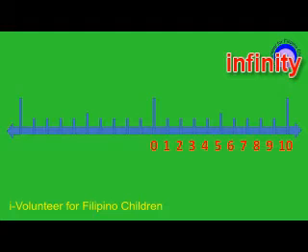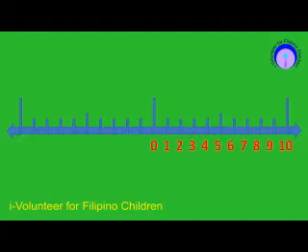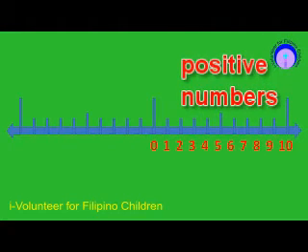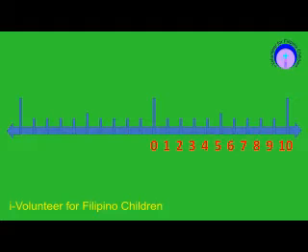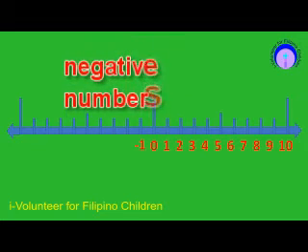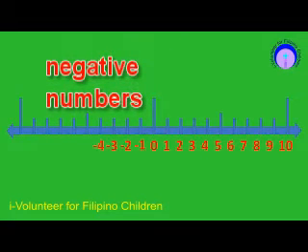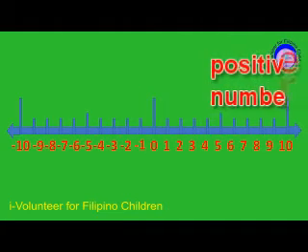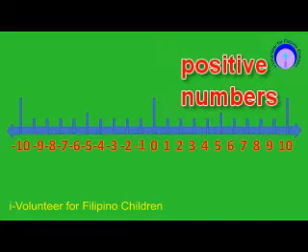Ang ibig sabihin nito ay walang katapusang positive numbers. Uulitin ko, ang numbers na nasa kanan ng 0 ay mga positive numbers. Mamaya naman, pag-uusapan natin ang mga numbers sa kaliwa ng 0. Ito ang negative numbers. Sa ngayon, ang positive numbers ang ating i-discuss.